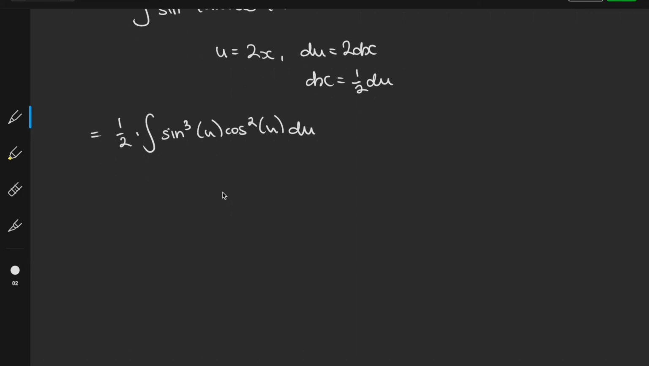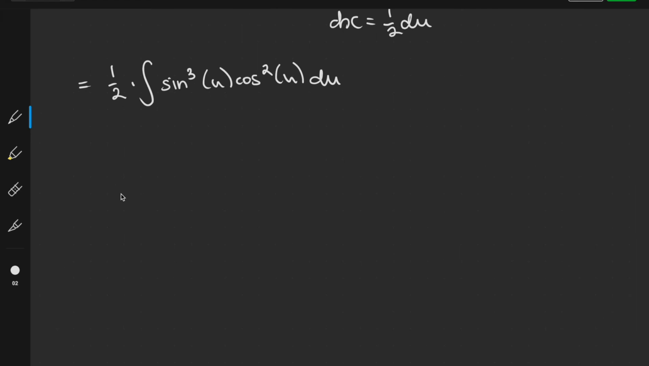Now, how we're going to do this is pretty similar to the last integral, to try and get it into a form where we can use the reverse chain rule. So we're going to use the Pythagorean identity again, but for that we first need sine squared and cosine squared. So with this sine cubed, of course, that's just going to be equal to sine squared of u times the sine of u times cosine squared of u.